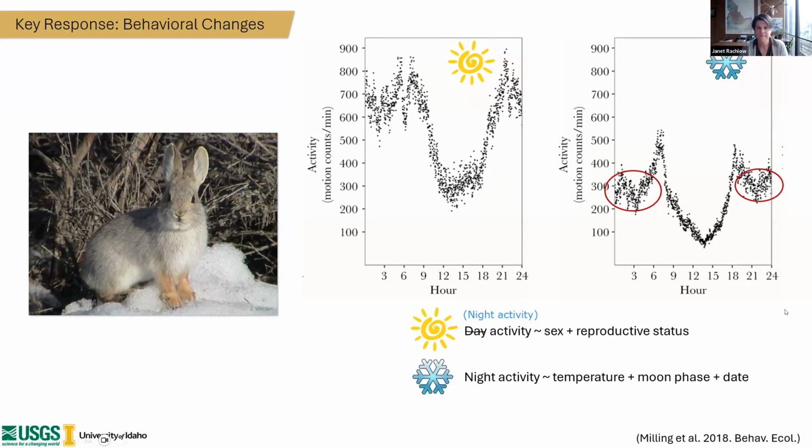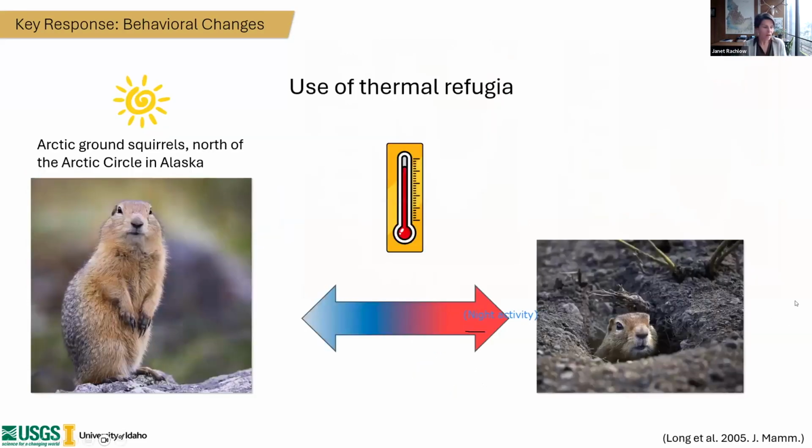Okay, you can switch slides. I'm going to give you another example, not from pygmy rabbits, but from another small mammal that changes behavior not by shifting when they're active, but by making use of thermal refuges. And I like this example because it is from Arctic ground squirrels. These are high in northern Alaska on the North Slope, above the Arctic Circle.